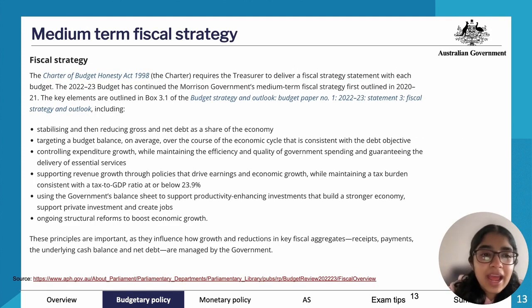This is literally copied and pasted from the budget, from the Parliament website. Some of the medium-term goals are first, you want to reduce debt. You want to try to achieve a budget balance. We'll talk about what that is a little bit later on. We want to make sure that our revenue grows, so that we have policies that increase our earnings, increase the economic growth, and so on. And we want to maintain our tax burden. We don't want it to be too high, but we don't want it to be too low either.